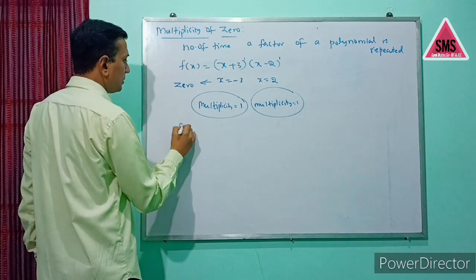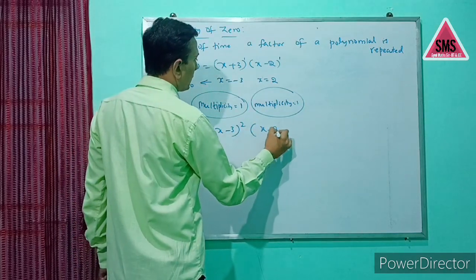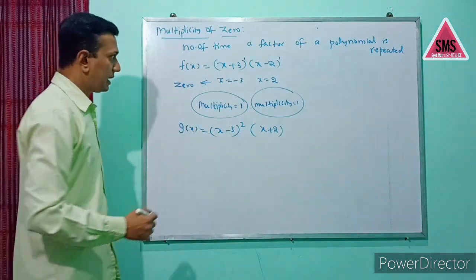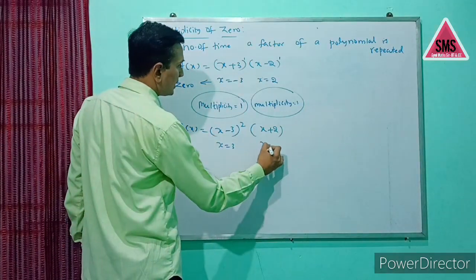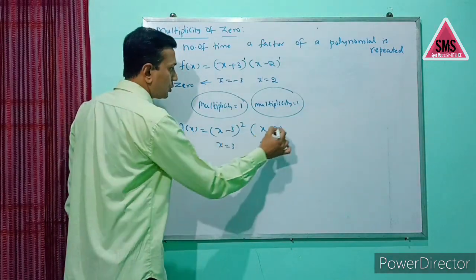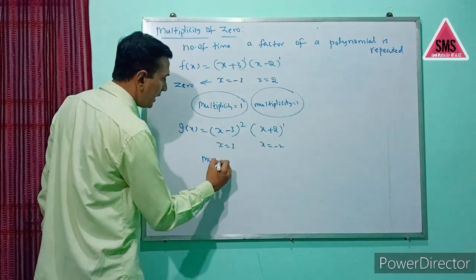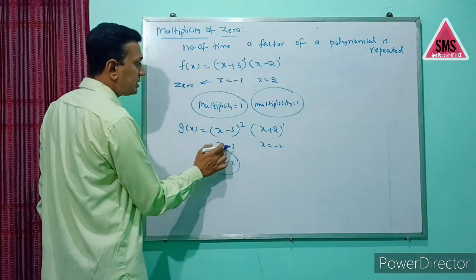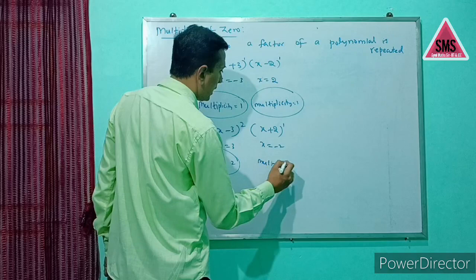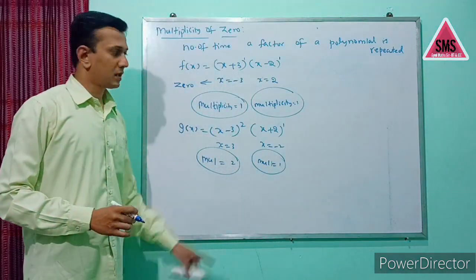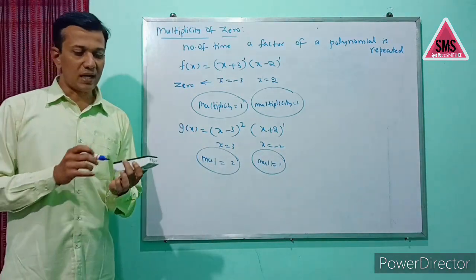Let us take one more example. g of x is equal to (x minus 3) whole square and (x plus 2). Now what can you say about the exponent of the factor here? We can decide the zeros first: x equals 3 and x equals minus 2. Here the power is 2, here the power is 1. The multiplicity of x equals 3 is 2, that means it is occurring twice. Similarly, the multiplicity of minus 2 is 1. So this is a brief introduction about multiplicity of zeros.